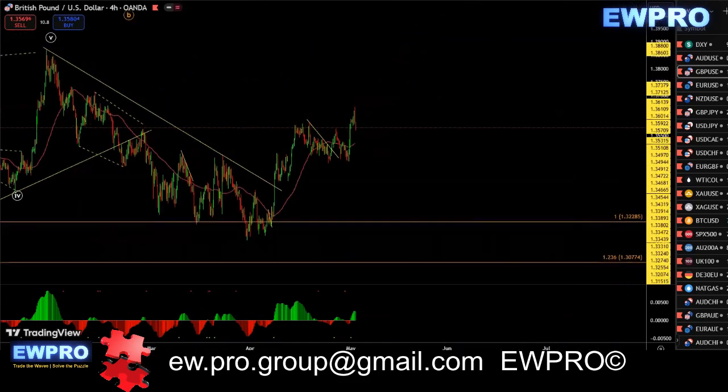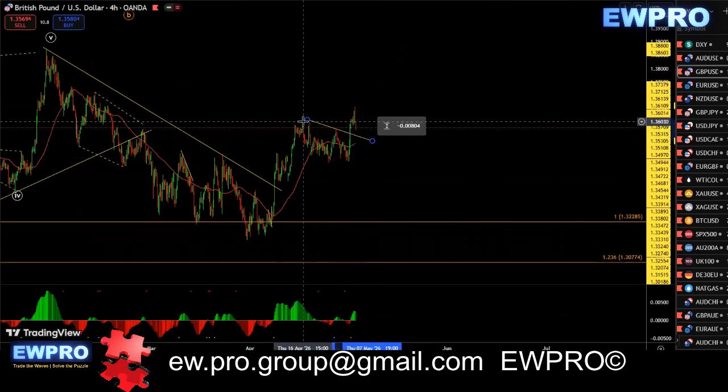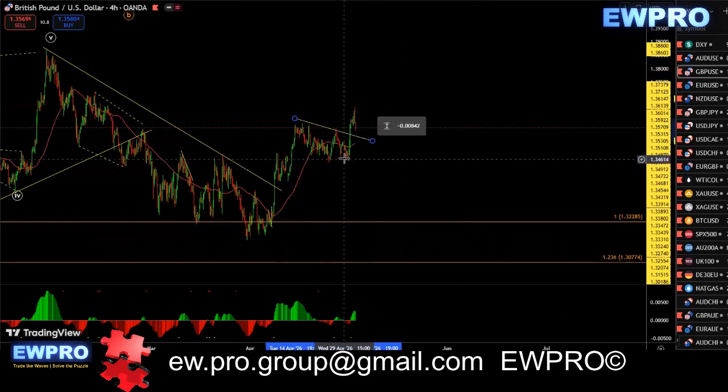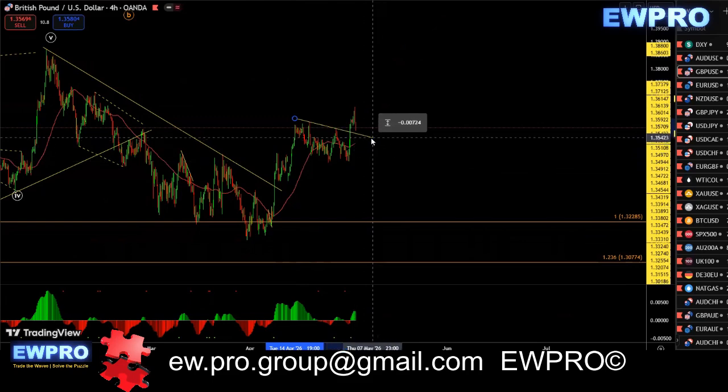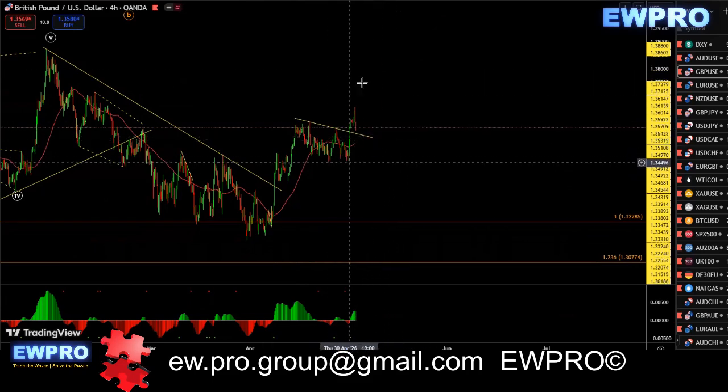On the H4, we have a nice impulse up from a low. We've got a correction. I was looking for it in here. Very similar to AU. It did come down again and try and give us another lower low here. This one didn't. This one didn't give us that lower low like AU did, but it's broken out.